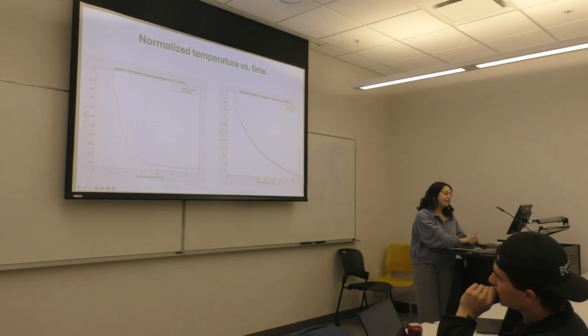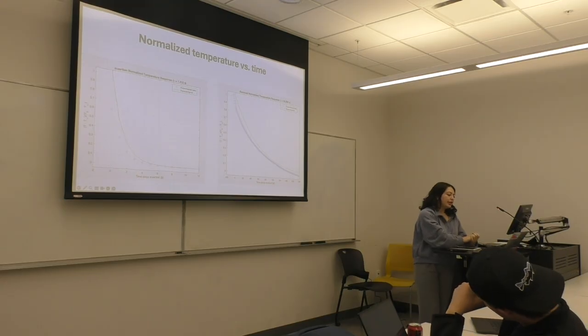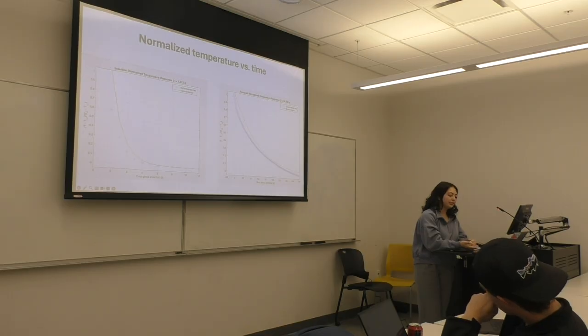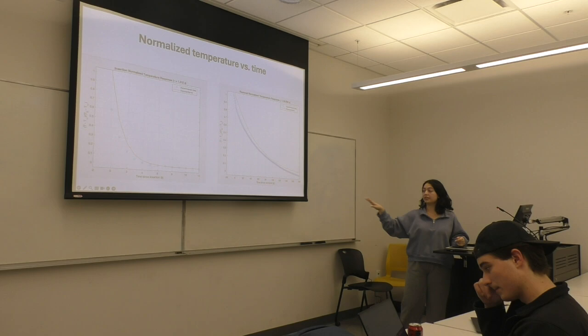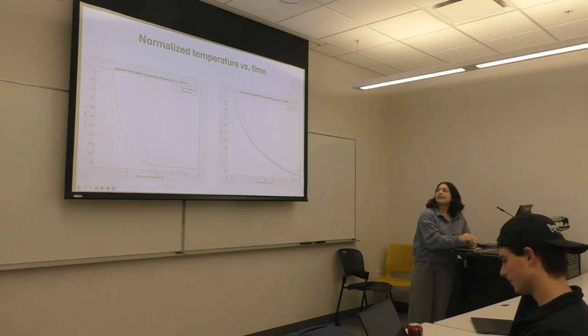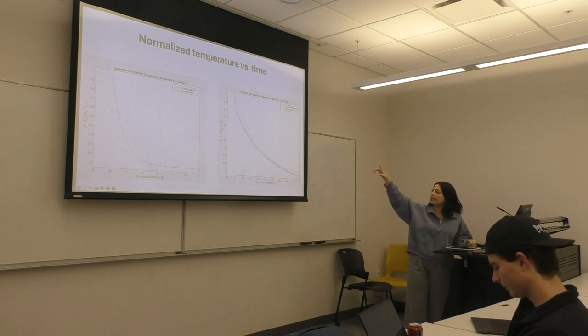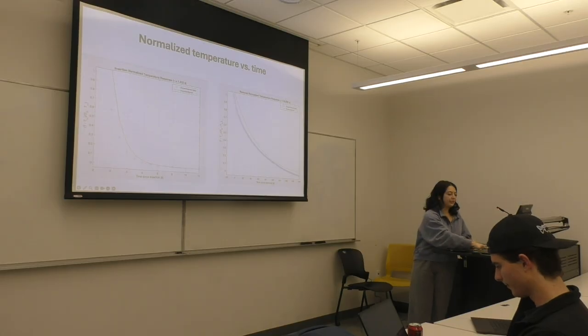Then we normalized this data. On addition, the normalized temperature drops very quickly, so we can see that the thermocouple is responding very fast. During removal, the temperature decreases much slower, over a significantly longer amount of time. Whenever we normalize it, we keep the data between 1 and 0.